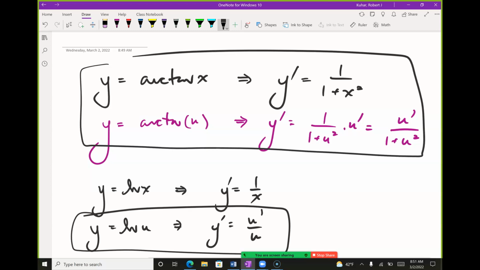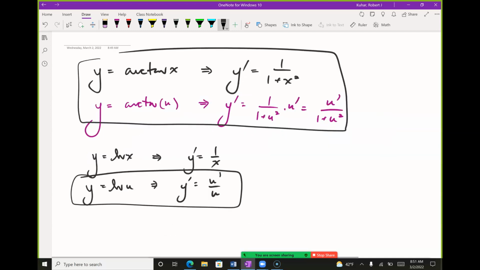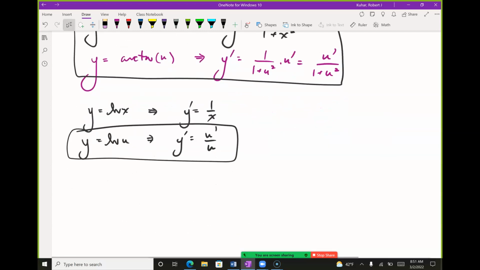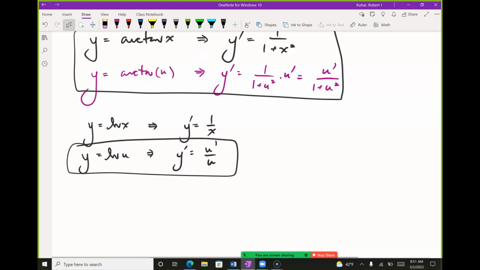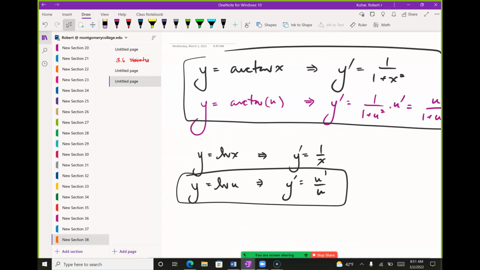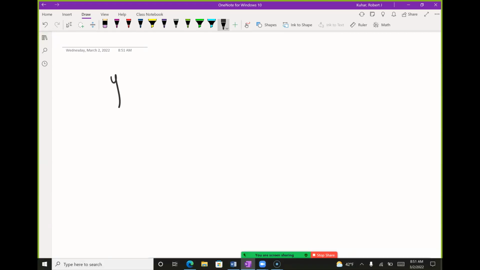Okay, let's do a problem with the arctan of x. Let's find a derivative. Let's find maybe a tangent line. Keeping with arctan of x, I'm going to do y equals arctan of x squared. So first of all, do you know what arctan of x squared looks like? I don't know if you do. We should definitely know what arctan looks like.